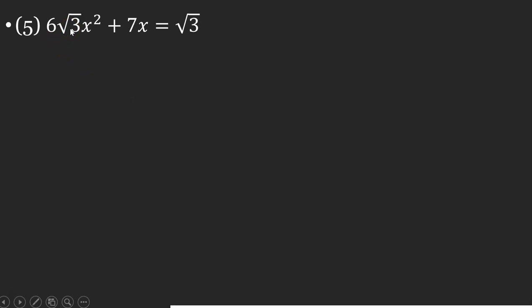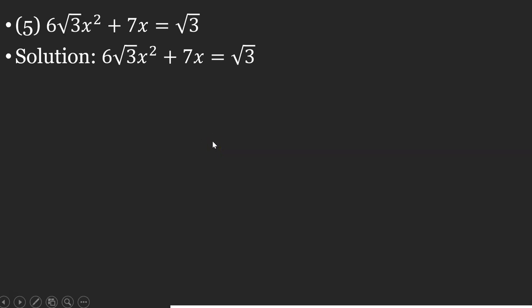6 √3 x square plus 7x is equals to √3. आता हे छान एक्झाम्पल आहे. Now we'll see the one by one. 6 √3 x square plus 7x minus √3 and that's equals to 0. आता इथे आपण one by one बघणार.